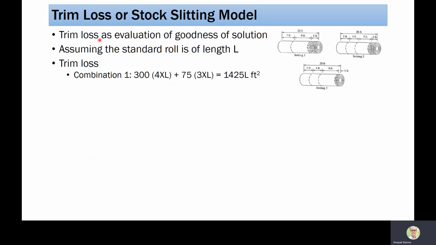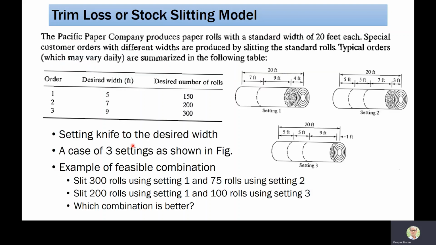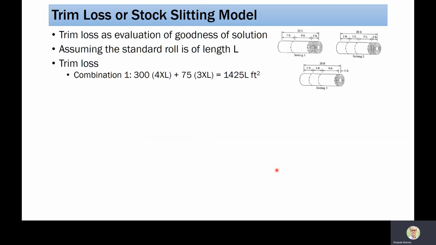So here, let us find out the trim loss. Trim loss is the evaluation of the goodness of the solution. Let us assume that this particular roll has a length L. Now let us find out trim loss for combination 1. So you remember that 300 rolls using setting 1, 75 rolls using setting 2. So 300 rolls of setting 1 plus 75 rolls for setting 2.